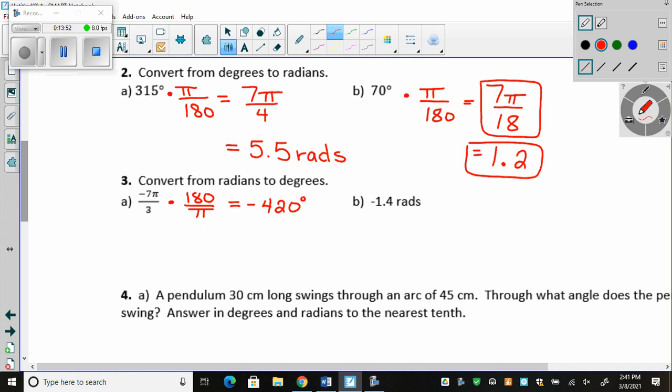So it's negative 420 degrees, and then negative 1.4, I went to the nearest tenth, 180 over pi.